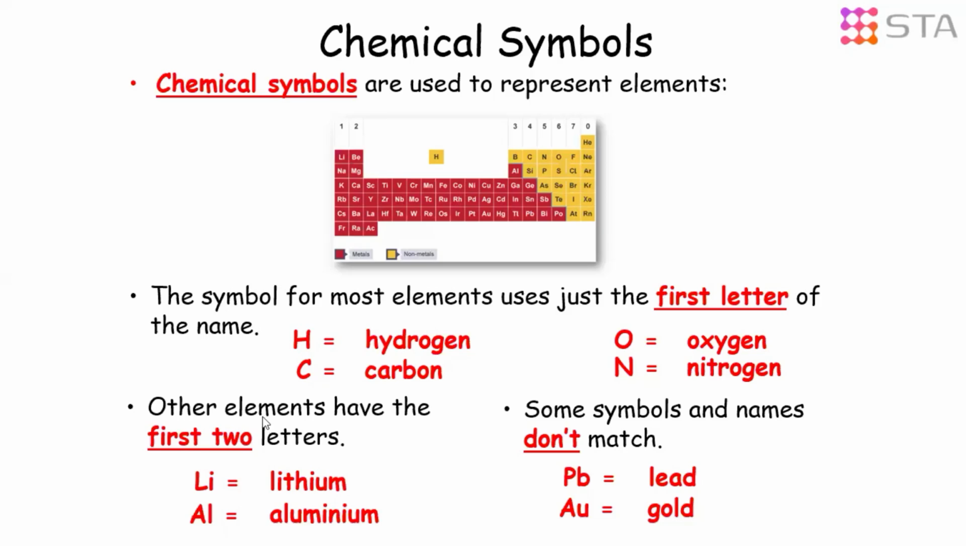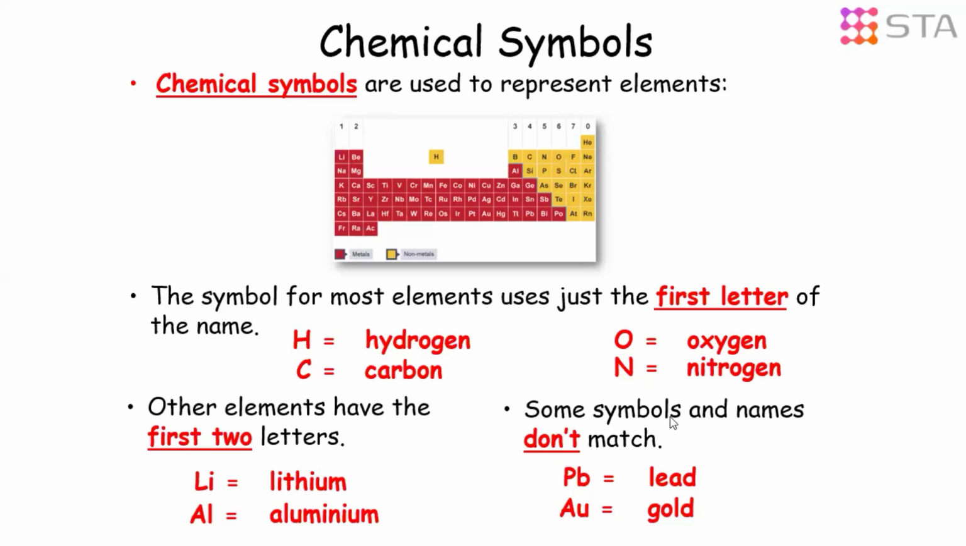Now, some elements will have two letters in their chemical symbol, such as lithium. The first letter will always be a capital L. Okay, so a capital letter. And the second letter here we can see is a lowercase. And again, for aluminium, it's got two letters in its chemical symbol, capital letter first, followed by a lowercase letter.